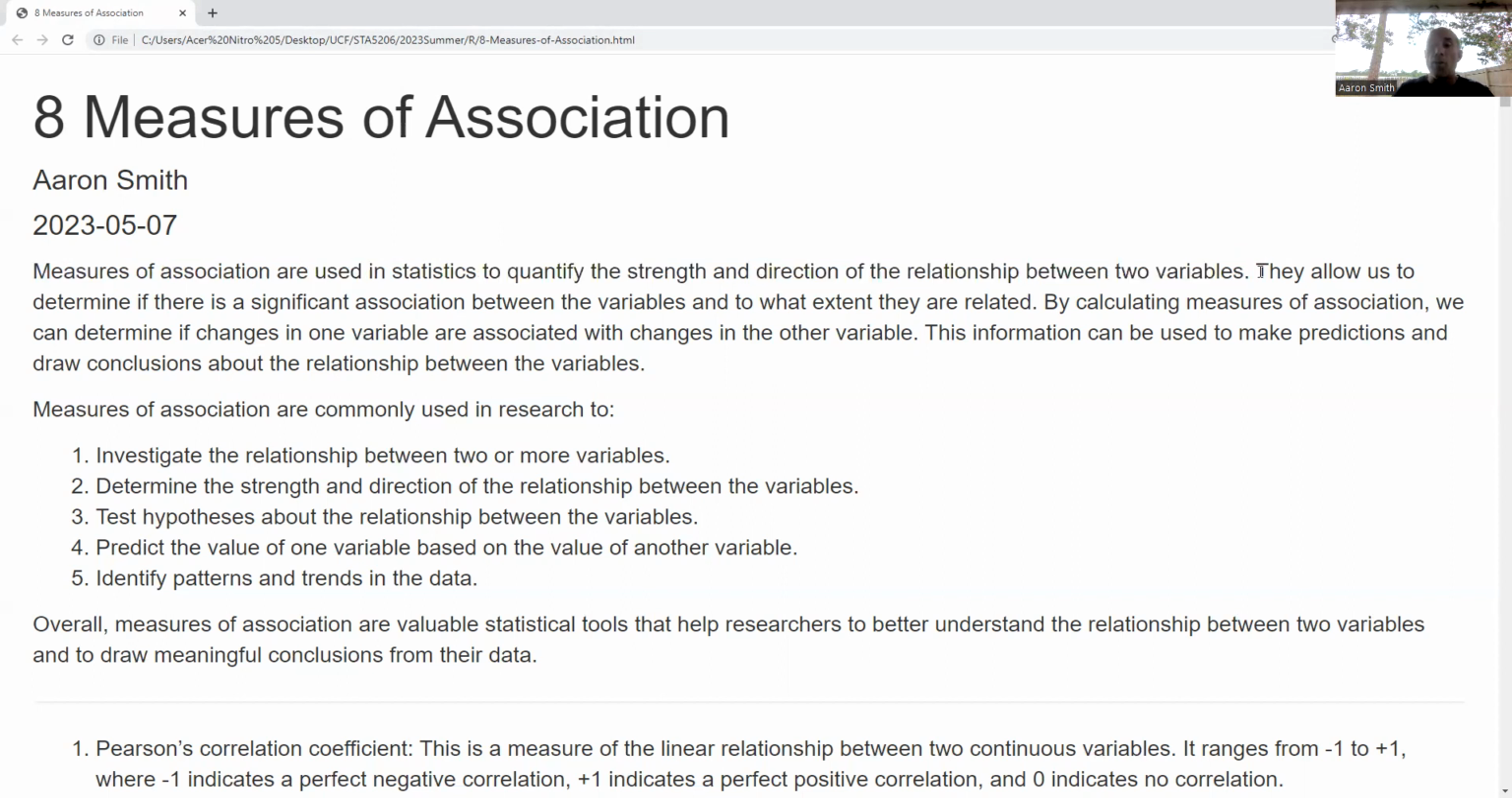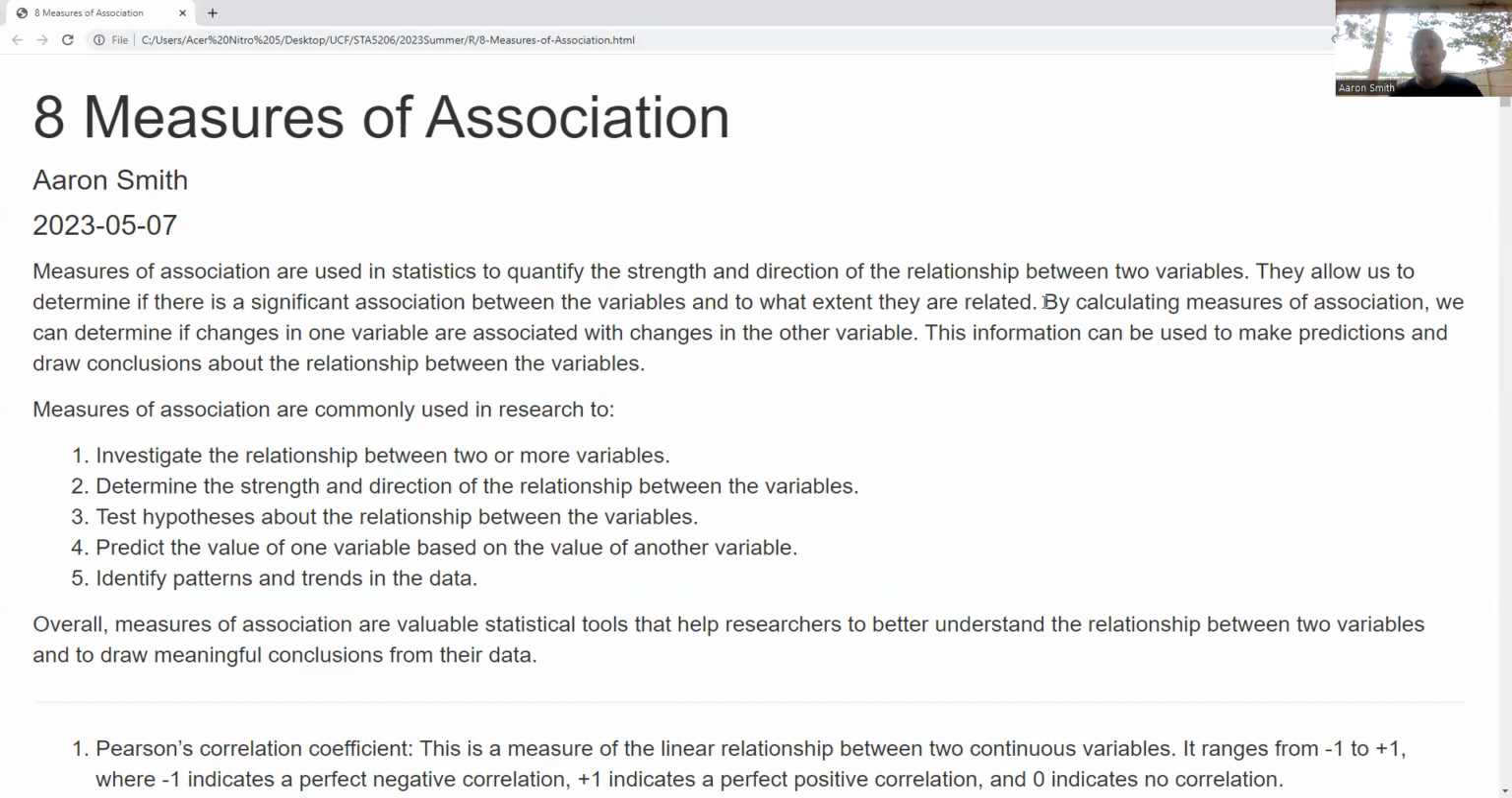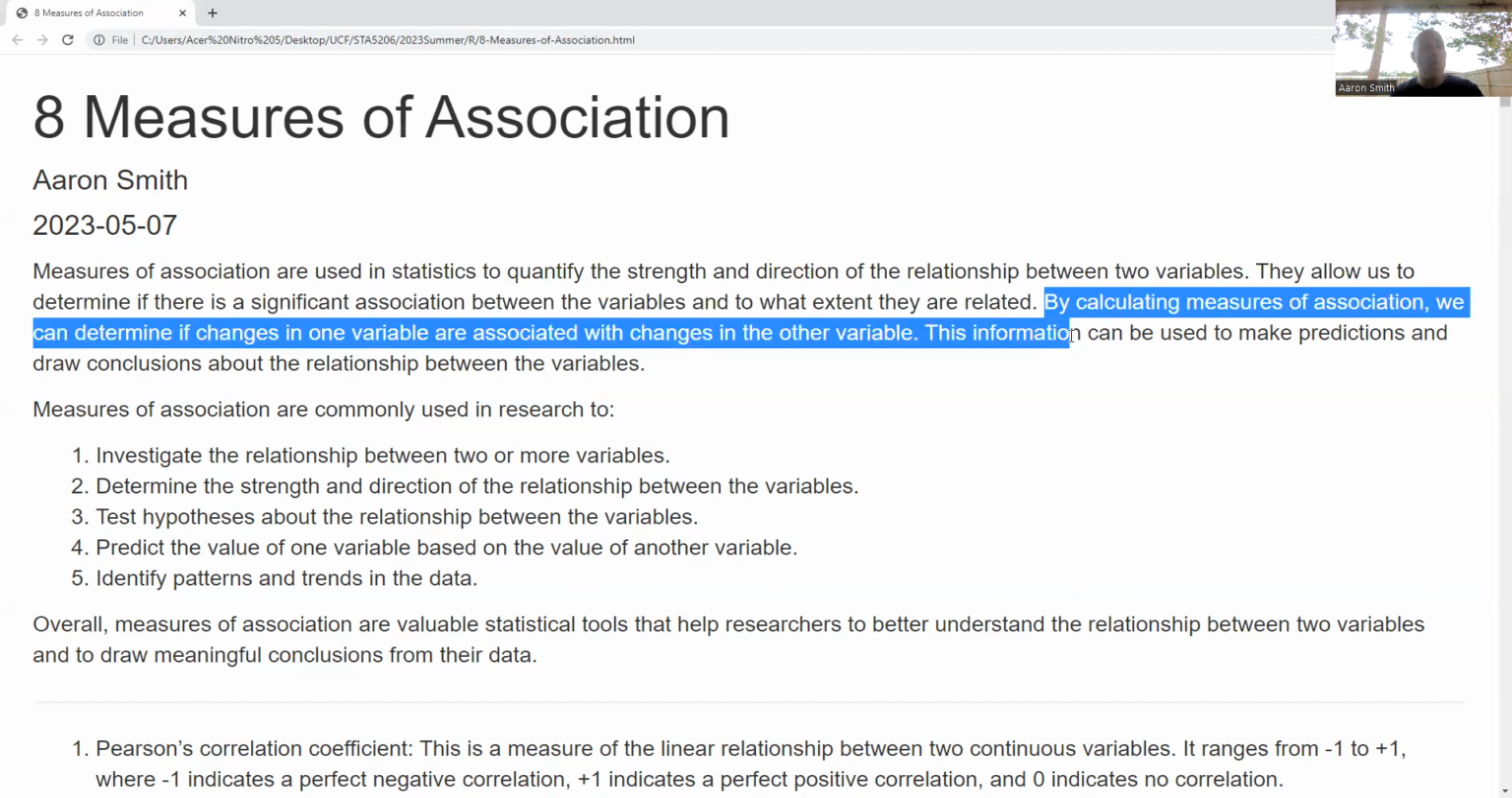So measures of association allow us to determine if there's a significant association between the variables and to what extent they are related. By calculating measures of association, we can determine if changes in one variable are associated with changes in another. This information can be used to make predictions and draw conclusions about the relationship between variables.